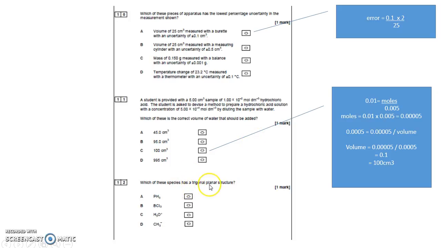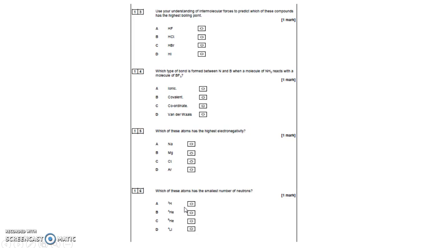Which of these has a trigonal planar structure? Well, you're looking at something like BCl3. That's in group 3. It's got 3 bonding pairs, no lone pairs. It's going to be B. Highest boiling point. Well, we've not really done that one yet. You've not done group 7 yet, so we'll skip that one.